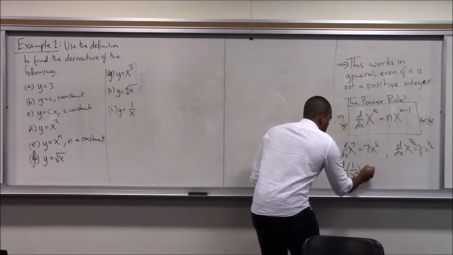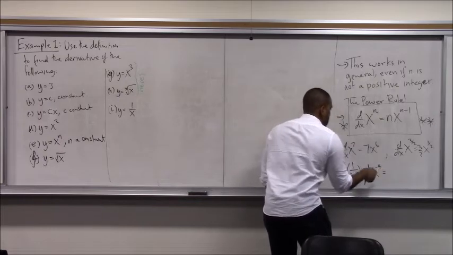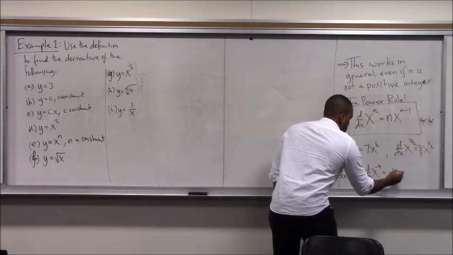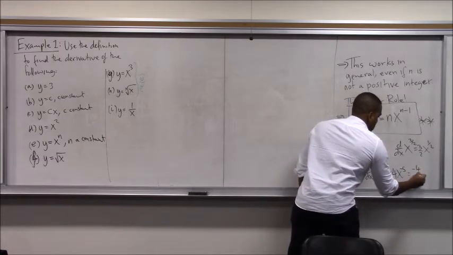Or I can ask you, what is the derivative of 1 over x to the 4th? The first thing you would do is rewrite that as x to the minus 4, and then you can use this rule. Negative 4 x to the minus 5. Or that's minus 4 over x to the 5th.